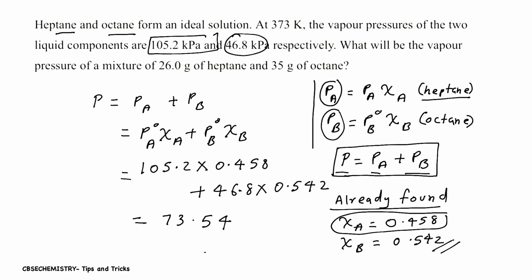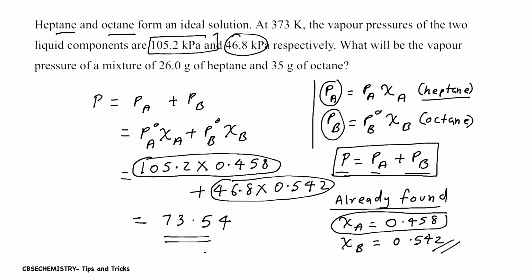73.54. Okay, see, on multiplying this value, you will get 48.18, and on multiplying this, you will be getting 25.36, and on adding that, we will be getting this final answer 73.54. Hope all of you understand.